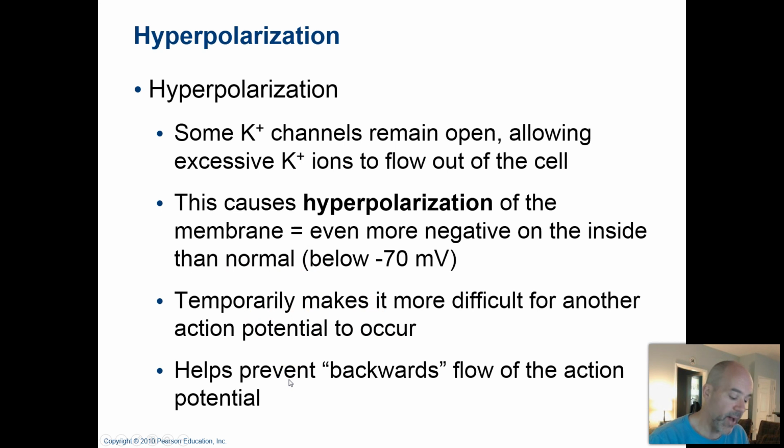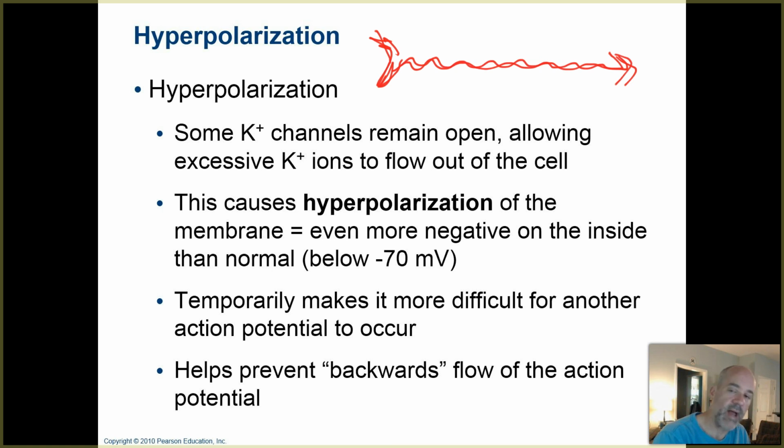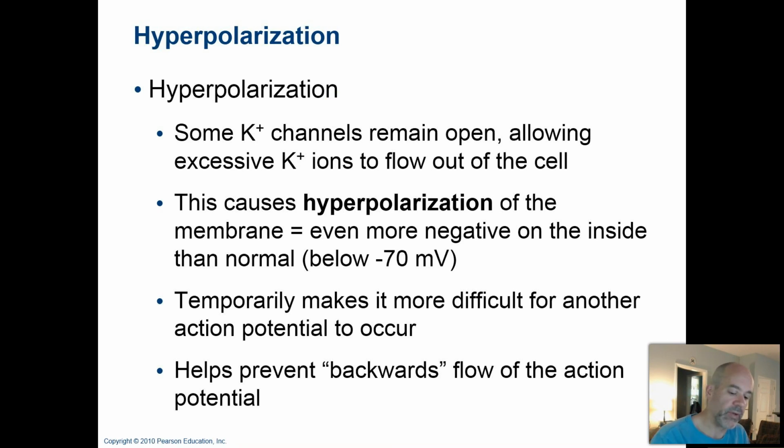It also prevents backwards flow of the action potential, because we want our action potential to flow this way down the axon. If this is our axon hillock over here, we want this signal to travel from one place to the next, to the next, to the next, down the axon. We don't want it going back this way. So by hyperpolarizing, it makes it more difficult to do another action potential at that particular location. So it helps out with that as well.